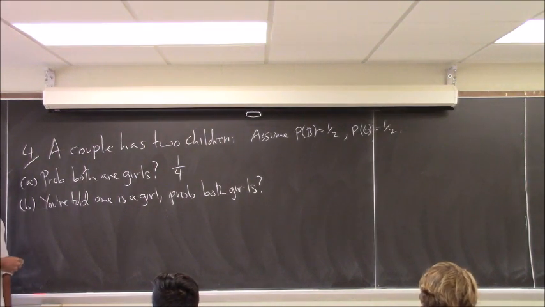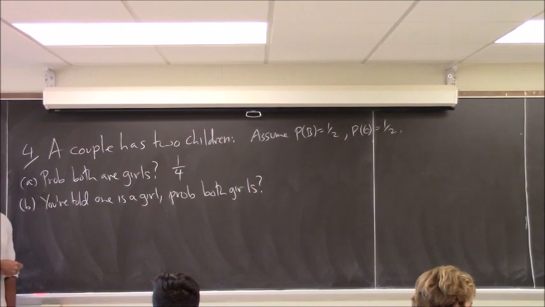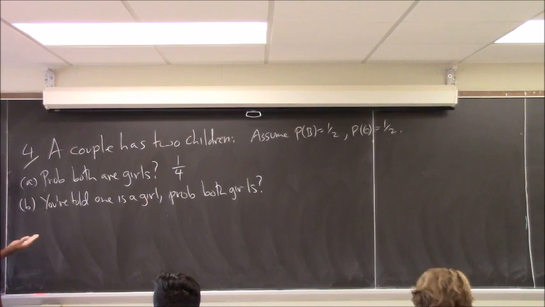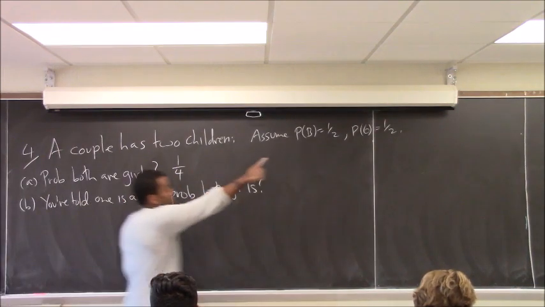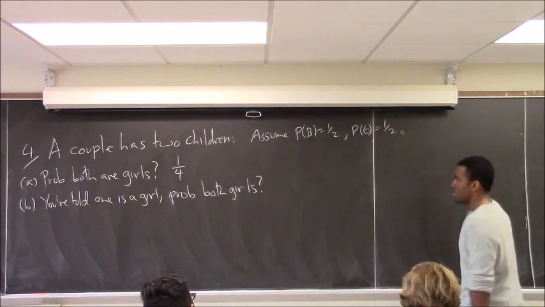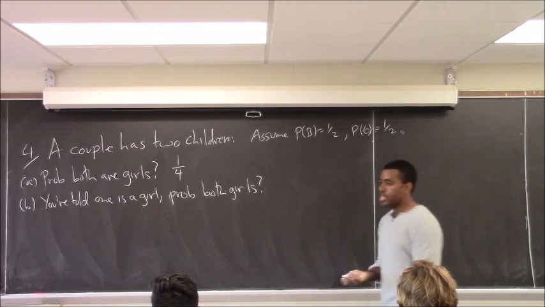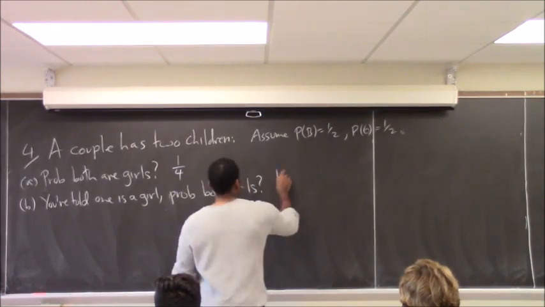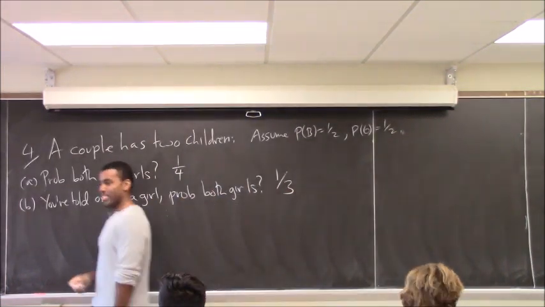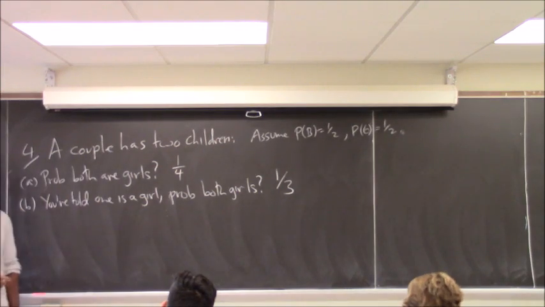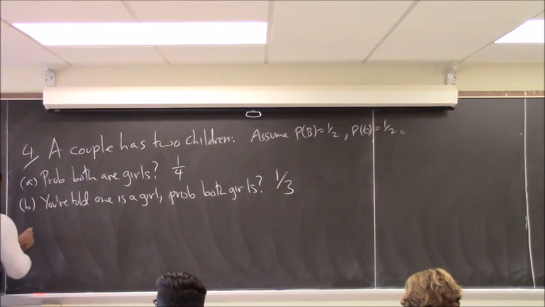Yeah. 50%. So you already have one of them, so you're just asking about the other girl, right? You know one is a girl, so the probability of being a boy or a girl is a half. So you just focus on the other one. Makes a lot of sense. The answer is a 1/3. Let's move on.